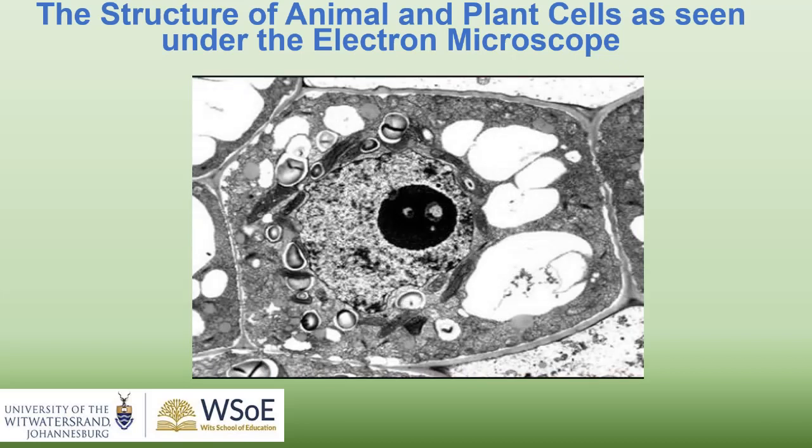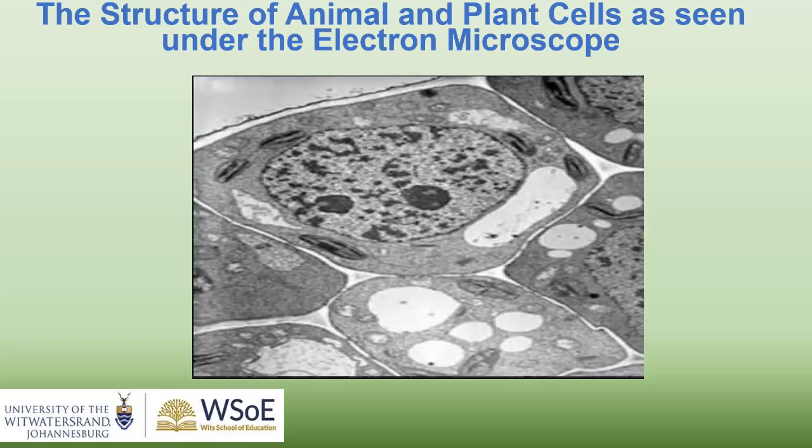Now this is a plant cell, and again there you can see the nucleus. The vacuole is clearly seen. Now please note it's segmented here, because remember this is a cross section of a plant cell, and you can see the cell wall quite clearly, and that's how you know that this is a plant cell.